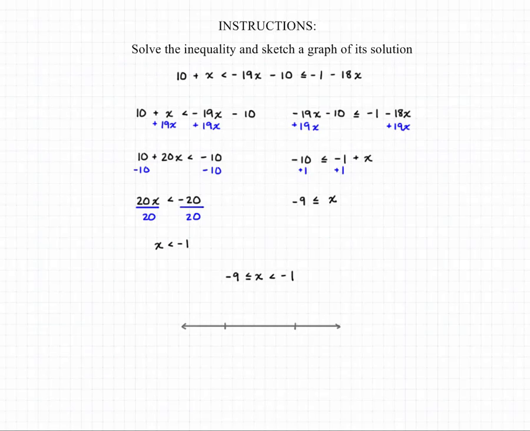Now, in order to sketch this inequality, we need to ask two questions of each of the two values that we have. First, are we going to include the value? And second, in which direction do we need to draw our lines or arrows?